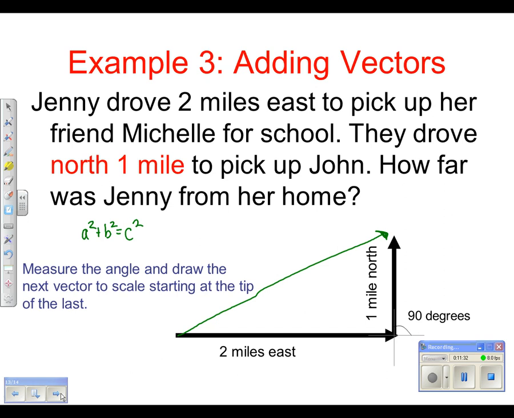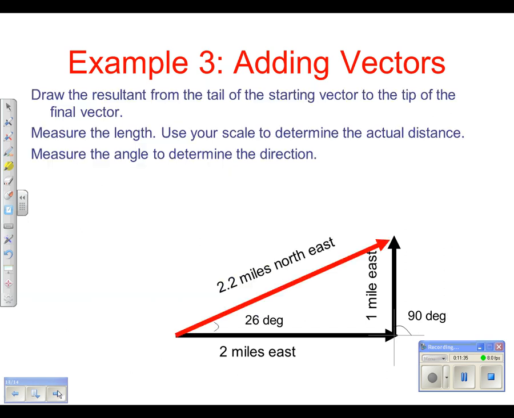Or if you drew it very carefully, you could use a ruler. And you would find that she's 2.2 miles northeast from where she started. So this would be her displacement. And we're not going to worry too much about the angles. We are going to deal with 90-degree angles. And your directions that you give us will be good enough: north, south, east, west, northeast, southeast, northwest, or southwest.